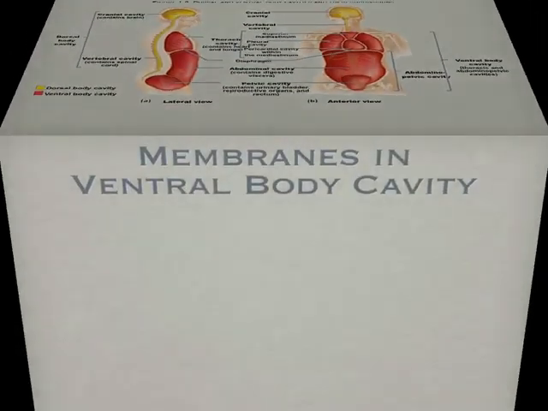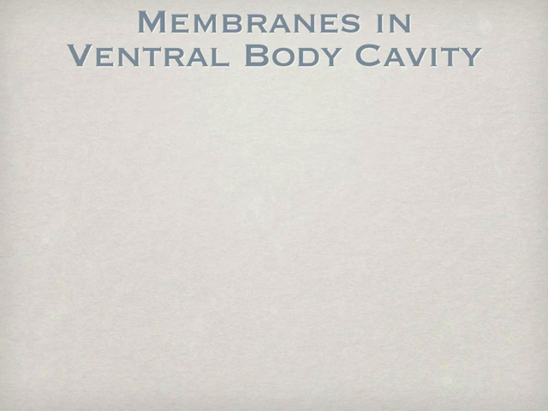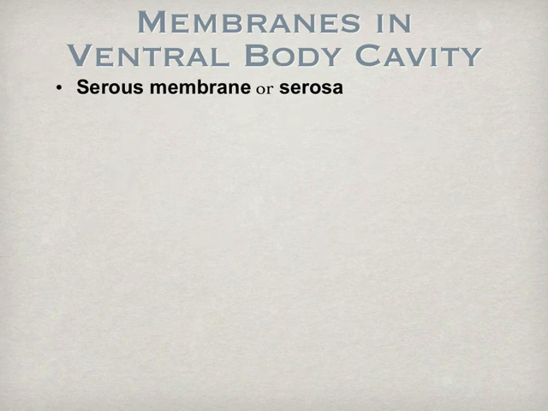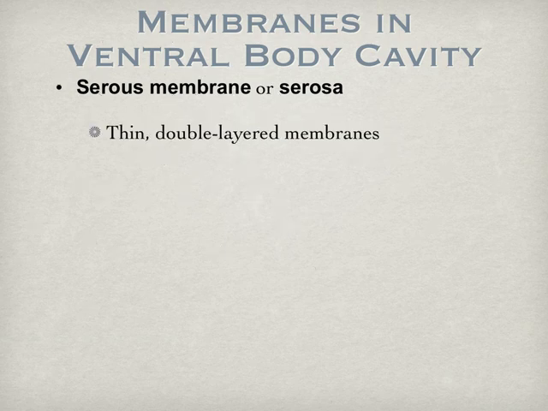Next, we're going to talk about membranes. Most of the internal organs are surrounded by a type of membrane known as a serous membrane. The word serous refers to being like serum. These have a serum-like fluid between double-layer membranes, and these provide a very friction-resistant membrane covering protecting most internal body organs.